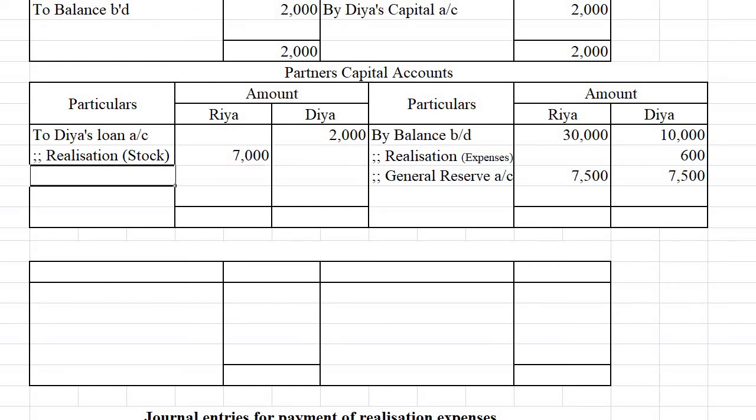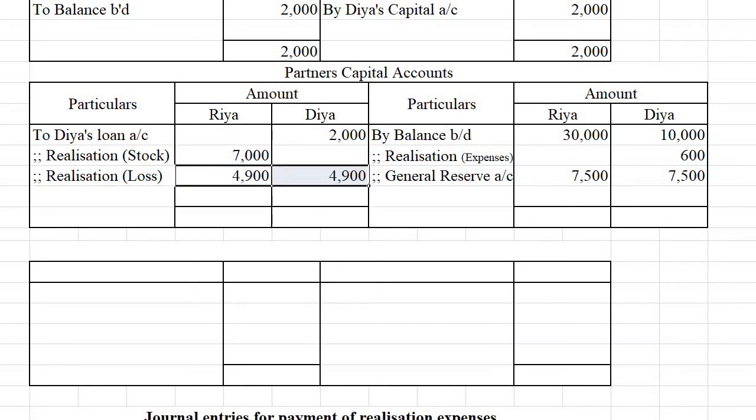Then again the realization account is there because there was a loss. That loss we have to share in the capital accounts. That is to be adjusted on the debit side of the capital accounts of partners. So realization loss we will write for both the partners, 4,900 each. Now all the entries are over. We can total the account.